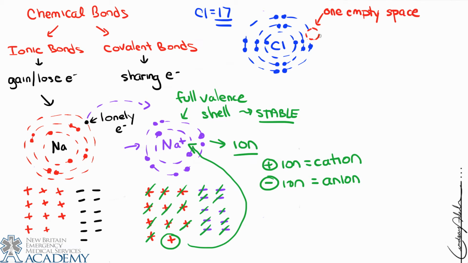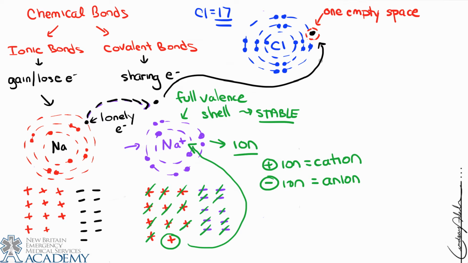So we have 1 empty space, we're short 1 electron, and if we could just put 1 electron in that space, we would be able to consider this shell full. So we ejected 1 electron originally from that sodium atom. It doesn't have to come from that sodium atom.